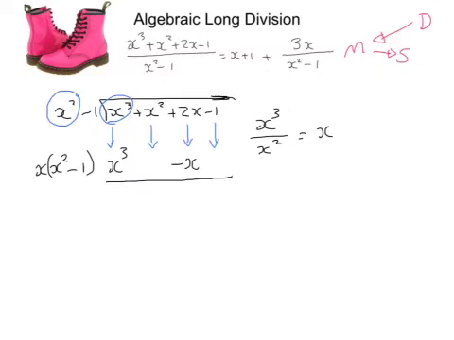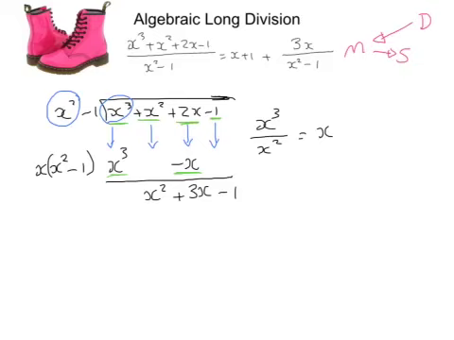X cubed minus x cubed is nothing. That's good. If you don't get nothing there, then you've gone wrong. X squared minus no x squared is x squared. 2x minus minus, be really careful with minus minus. 2x minus minus x is plus 3x. That's often where people go wrong. And then minus 1 minus nothing is minus 1. So there we go, divide, multiply, subtract.